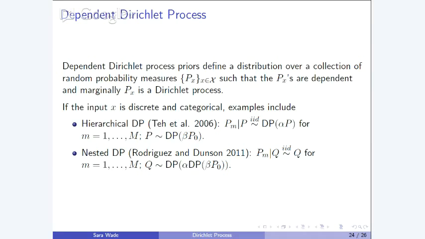So what you see is that these are samples from a Dirichlet process with this base measure. These probability measures will share the same atoms, but they will have different counts. So that means I'll see the same words in these documents, but with different counts.